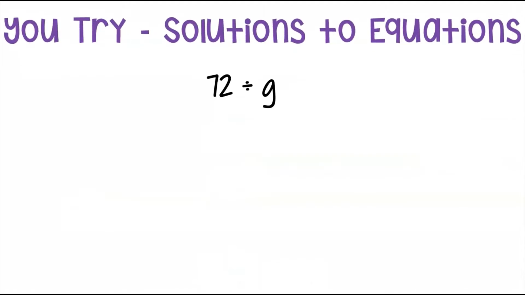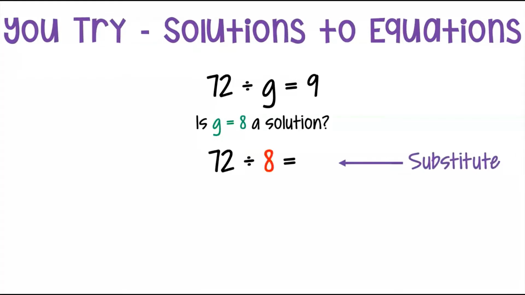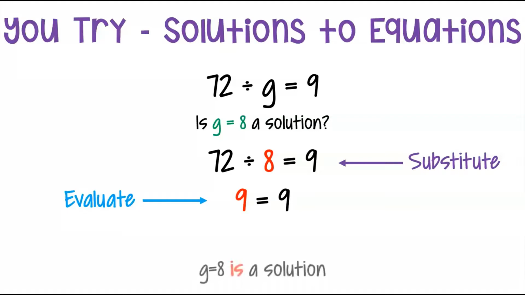How about this one? 72 divided by g equals 9, and we want to determine if g equals 8 is a solution. First we substitute. So instead of g, now we put an 8 in its place. 72 divided by 8, when we evaluate it, gives me a 9. Since 9 is equal to the 9 we had on the right side of the equation, we know that g equals 8 is a solution.